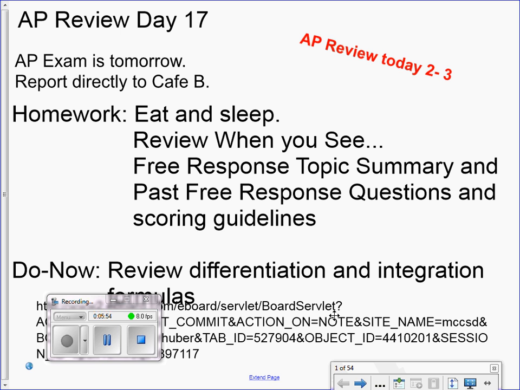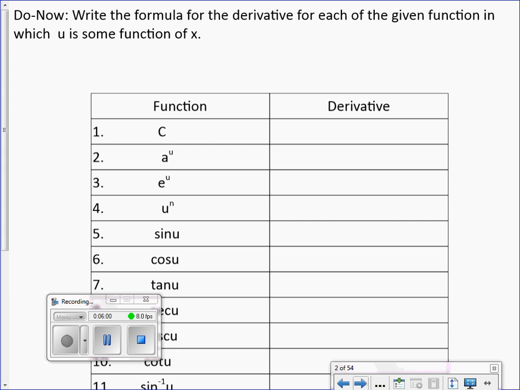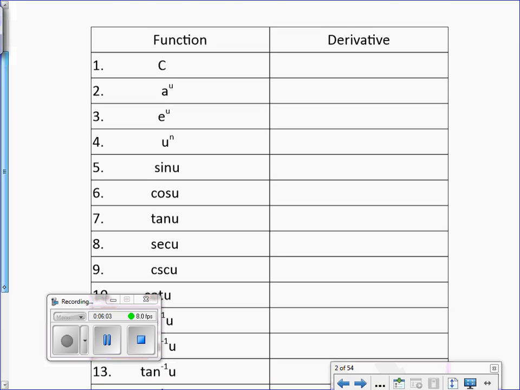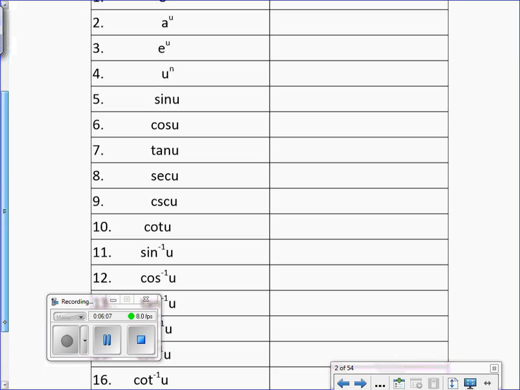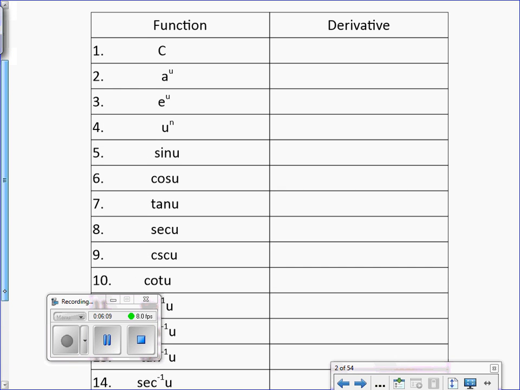Okay, so I was wondering how fast you guys would be at filling out these formulas, because I think you'd be pretty good. You got up to 10? And then you got to flip it over, because I've got the integration. So these are all the differentiation formulas.